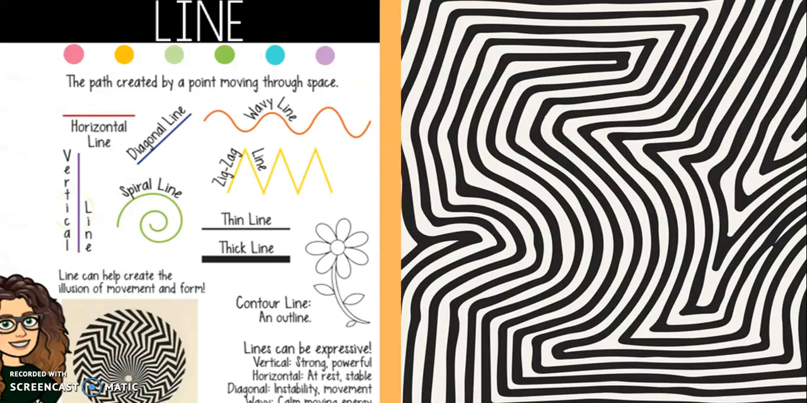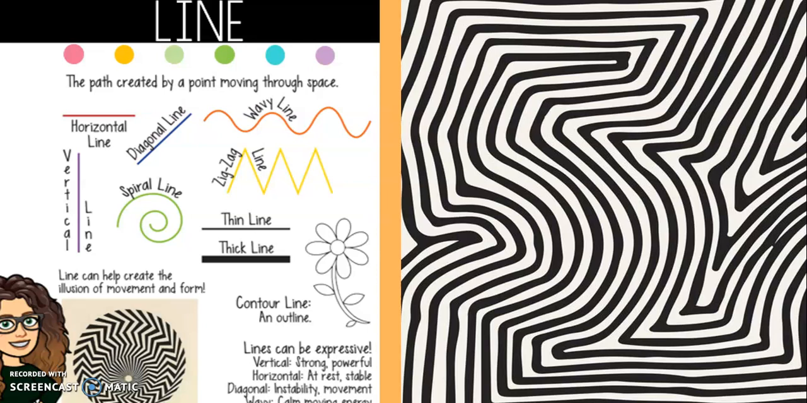So line is a path created by a point moving through space. And there are many different types of line. Lines can be expressive. We can use strong, powerful vertical lines. Horizontal lines represent things that are at rest or stable, like the earth. Diagonal lines can create instability or give you the illusion of movement. Wavy lines like this one here are calm, moving energy, while zigzag lines can show tension or pain.